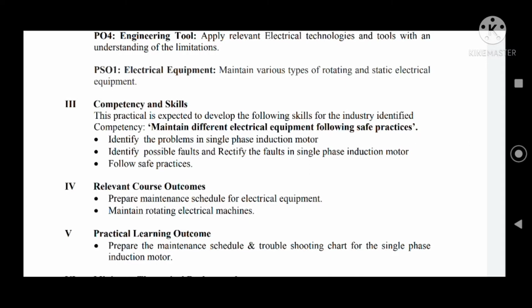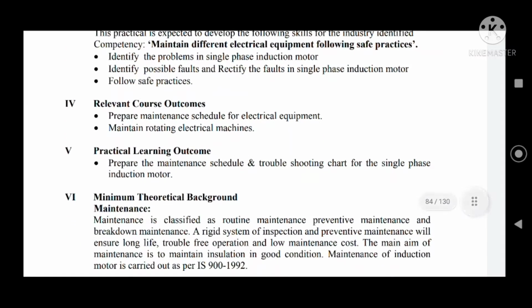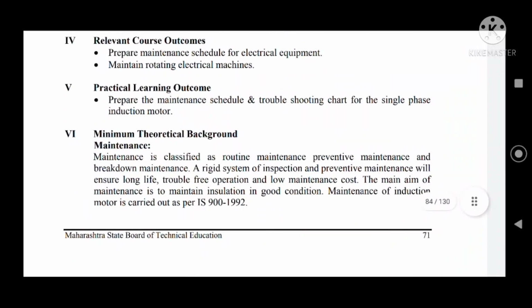Competency and skills. This practical is expected to develop the following skills for the industry identified competency, that is, maintain different electrical equipment following safe practices. Identify the problems in single phase induction motor. Identify possible faults and rectify the faults in single phase induction motor and follow safe practices. Relevant course outcome for these practicals are prepare maintenance schedule for electrical equipment and maintain rotating electrical machines. Practical learning outcomes: prepare the maintenance schedule and troubleshooting chart for the single phase induction motor.